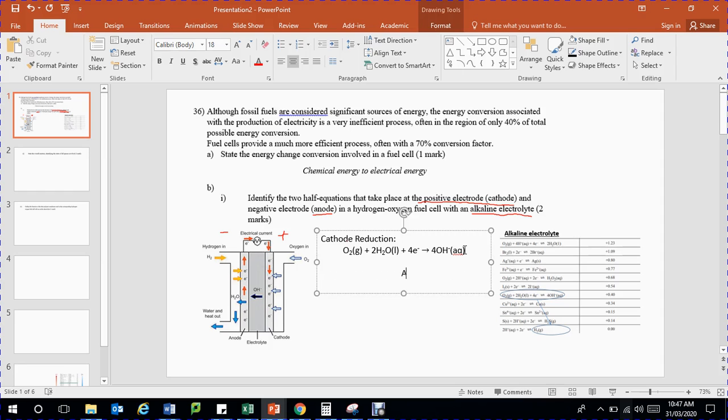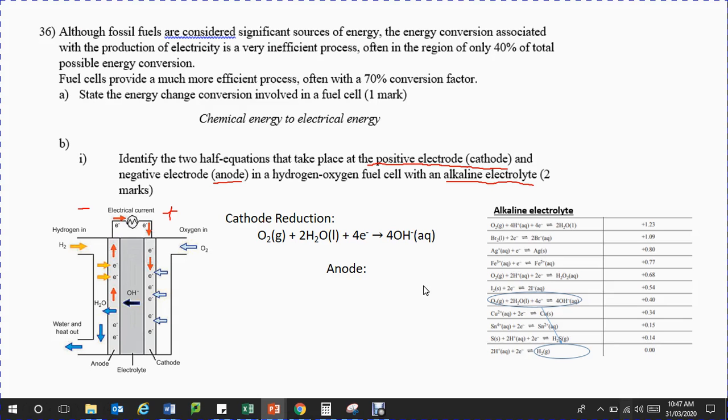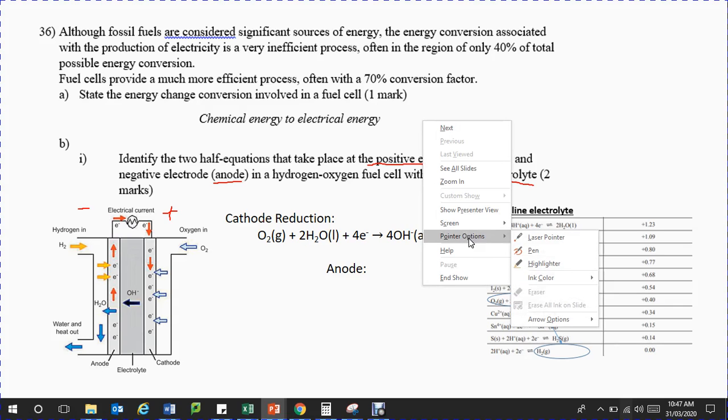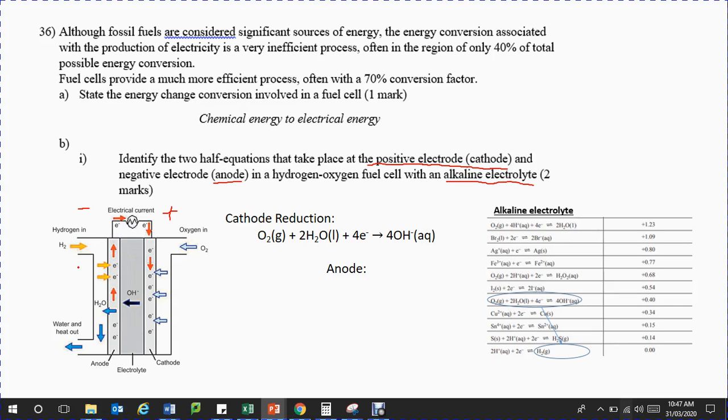So at our anode, we've got our hydrogen coming in. Remember, these electrodes will only allow certain species to come through. They make sure there's no direct contact between the reducing agent and the oxidizing agent. And in the middle, we've got our electrolyte. In this case, it's our hydroxide ions. Because it's an anion, the hydroxide can only migrate towards the anode.